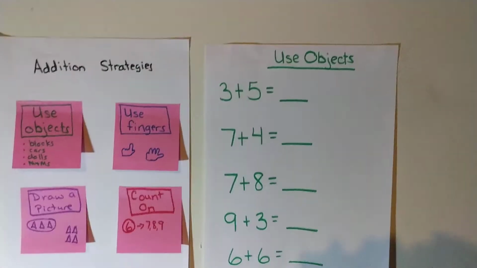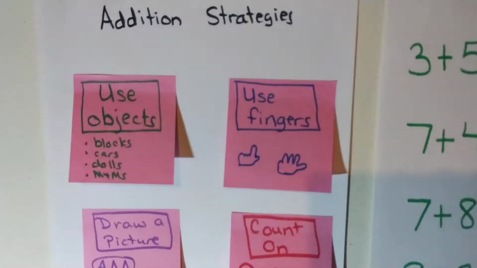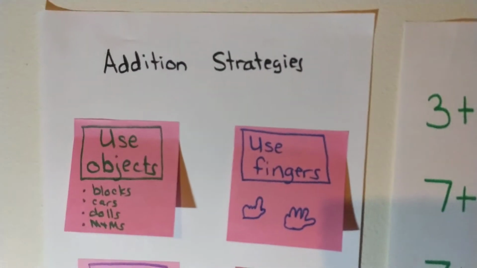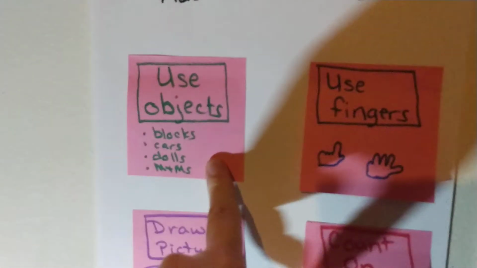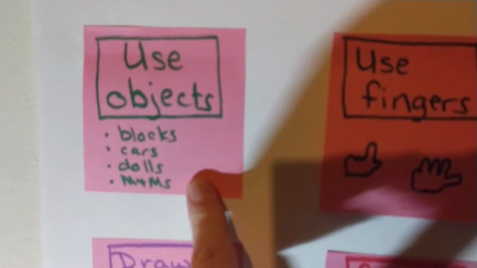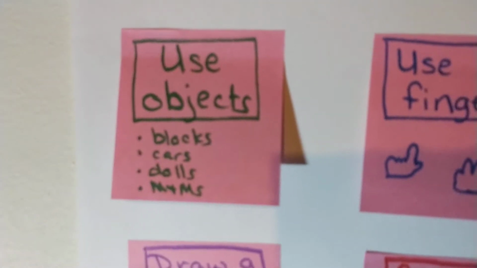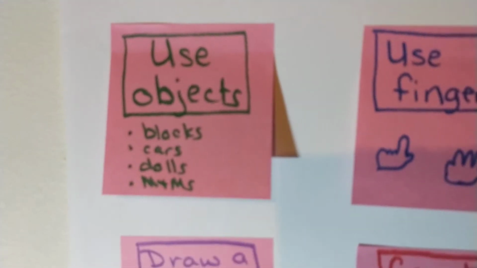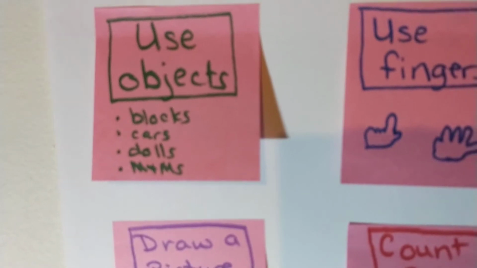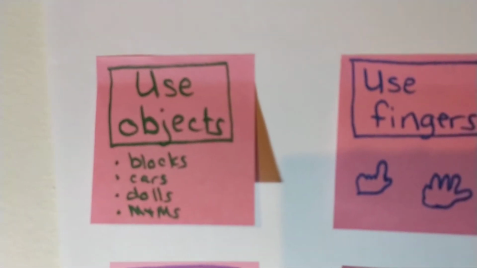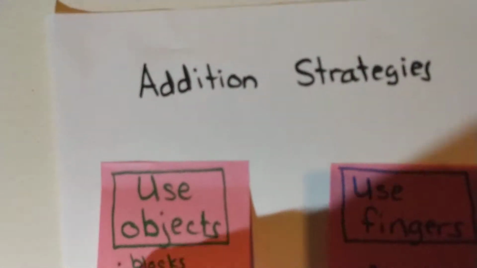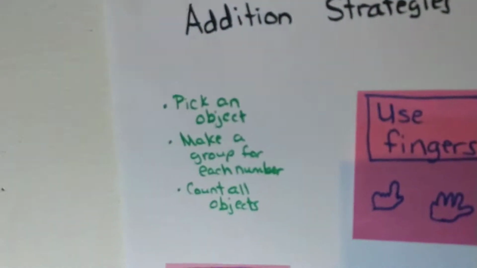So we're going to start off, let's zoom in on our chart, with some strategies for using objects. We're going to start with this one. Let's look at our choices. When you use objects to solve addition problems, you can use anything at your house. You can use blocks, you can use cars, dolls, M&Ms. Anything you can find.